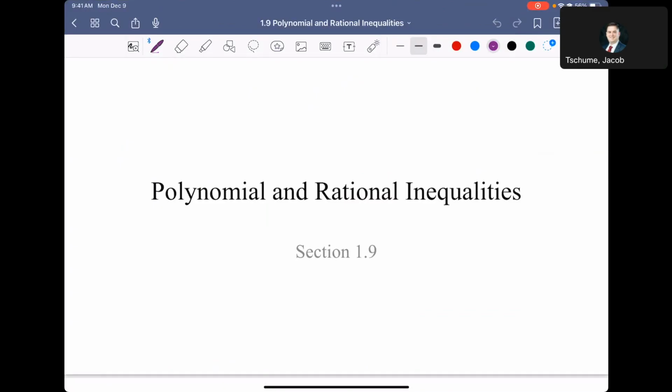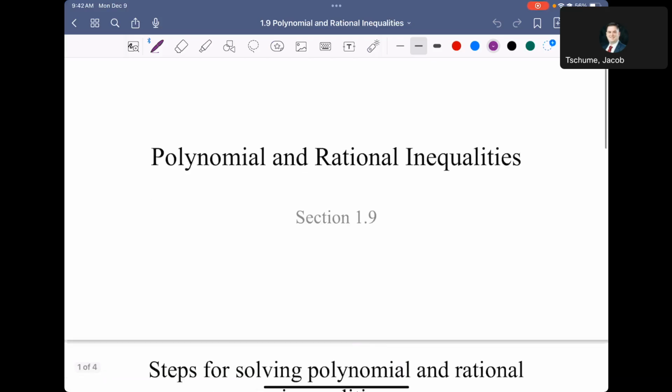The other one is the polynomial. We saw linear inequalities already, but what happens when factoring has to be involved with your inequality? We're going to look at how that works in an example in this video.